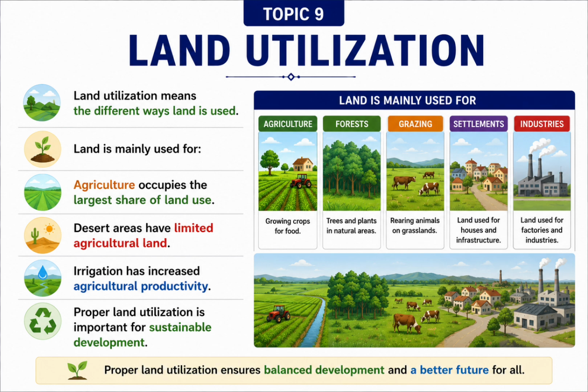Topic 9: Land utilization. Our final topic is land utilization. Land utilization means the different ways land is used. In Rajasthan, land is mainly used for agriculture, forests, grazing, settlements, and industries. Agriculture occupies the largest share of land use in the state. Desert areas have limited agricultural land due to low rainfall and sandy soil. However, irrigation projects have increased agricultural productivity in many regions. Proper land utilization is essential for balanced development and the sustainable use of natural resources.